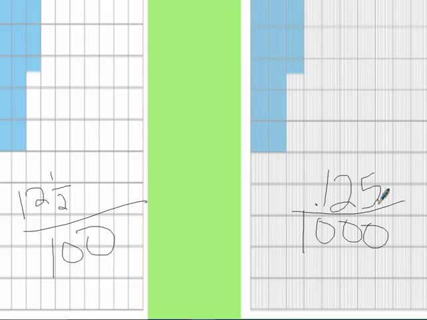Or 12 and a half over 100. What do we know that this half is? 0.5. We could move it ahead and we have 125. All right, hopefully this is starting to make sense to you.